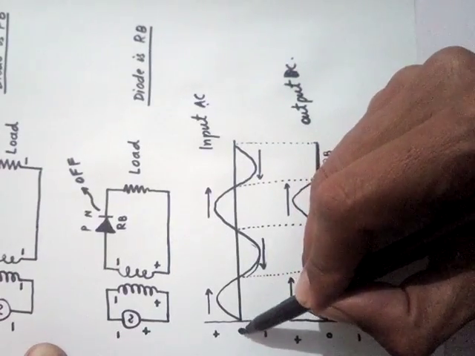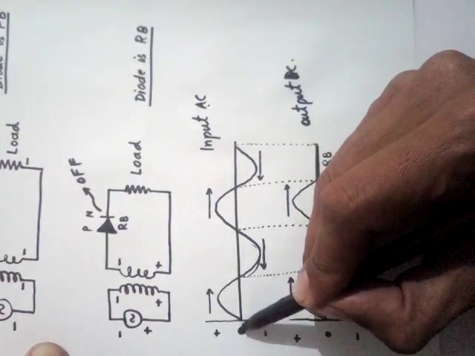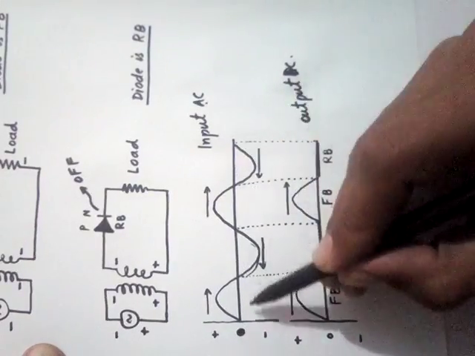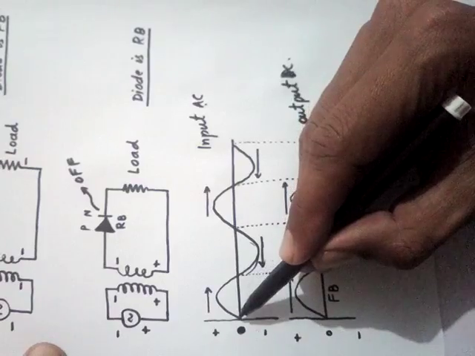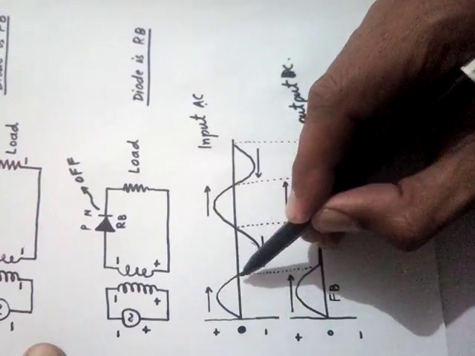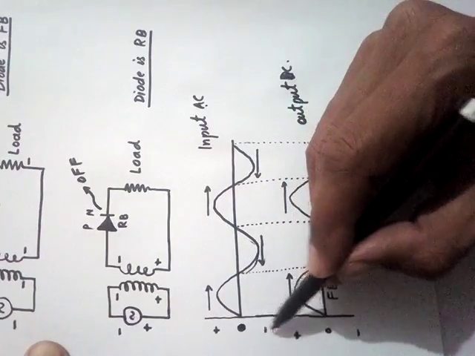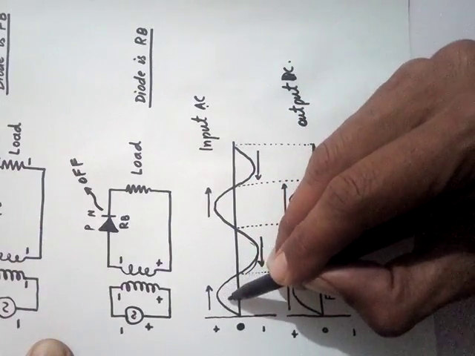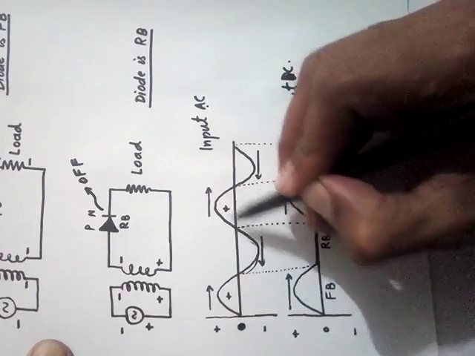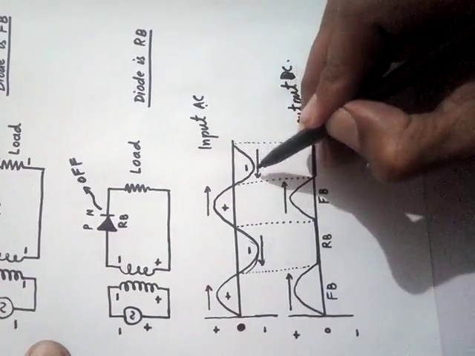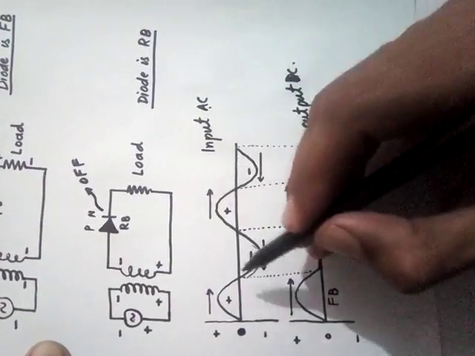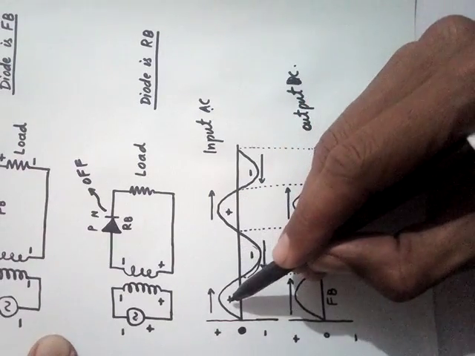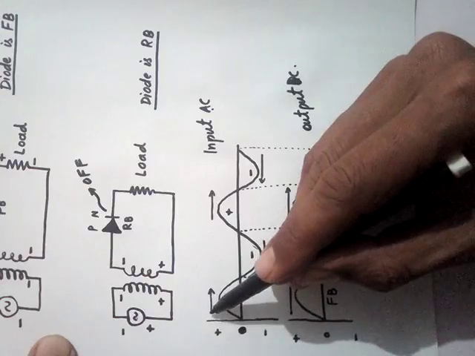This is the central point or mean point, which is called zero, and this is the timeline. As time moves forward the polarity goes positive, then it goes negative. Negative means in the opposite direction. Now as far as the positive cycle is concerned, these two are the positive cycles and these two are the negative half cycles.